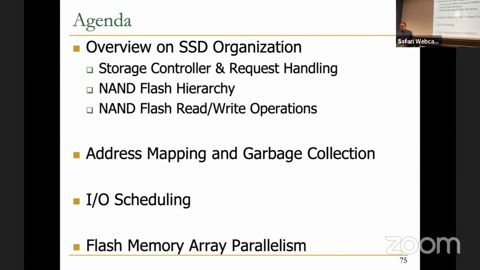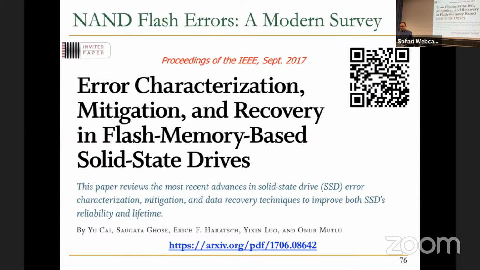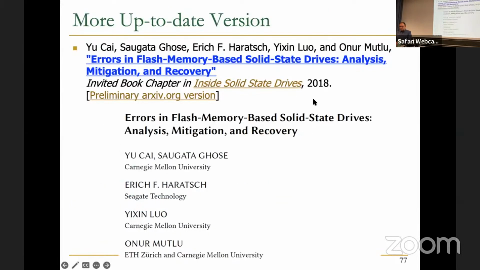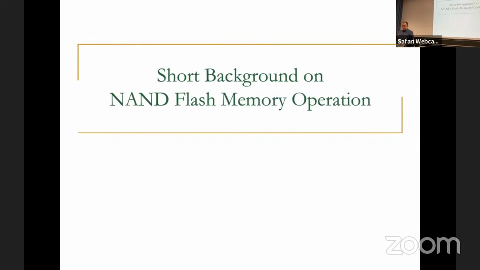But it's good. Okay, we are done with the agenda of our previous lecture. Now we want to have a deep dive into flash memory study. And this paper is the modern survey on flash memory that we published in 2017. There is also a more up-to-date version in 2018. If you want to learn a lot about flash memory reliability issues and the techniques to overcome these reliability issues, you can check this paper, and this is quite interesting.